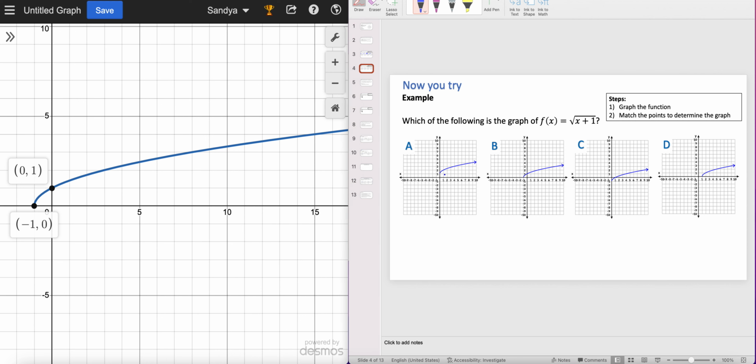This graph has 0, 1, but it does not start at -1, 0, so A won't work. B looks like it's good. Let's just check C. C doesn't work because it does not have the same x-intercept. And then D is over here at 1, 0, so that won't work either. So B is the correct answer.